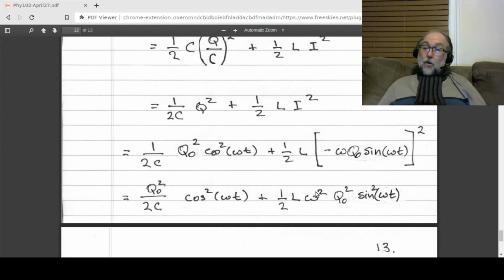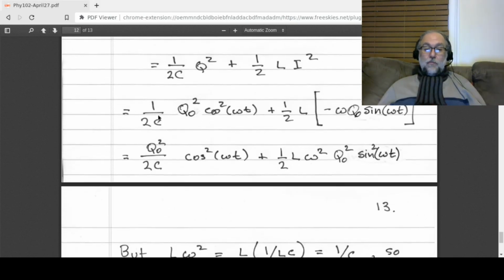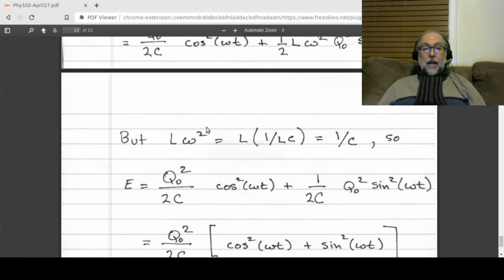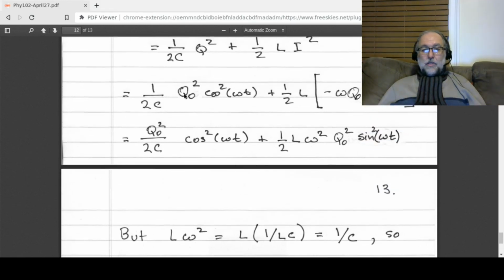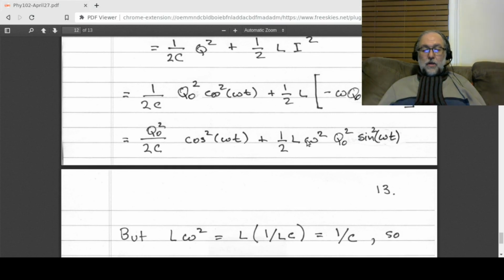All right, but remember, we have a definition for omega. Omega is equal to 1 over the square root of LC. So omega squared is just 1 over LC. And so we can write that L omega squared is L times 1 over LC, which is just 1 over C. This piece right here, L omega squared, we could just replace with 1 over C like that.